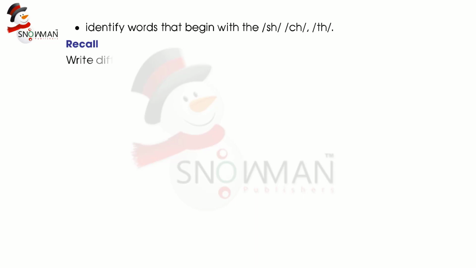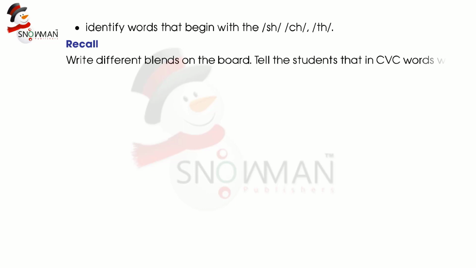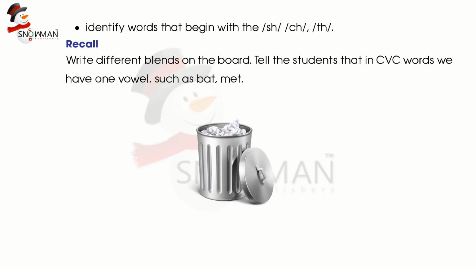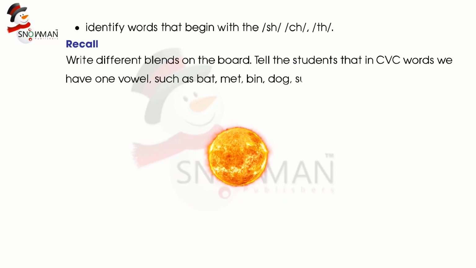Recall. Write different blends on the board. Tell the students that in CVC words we have one vowel, such as bat, met, bin, dog, sun.